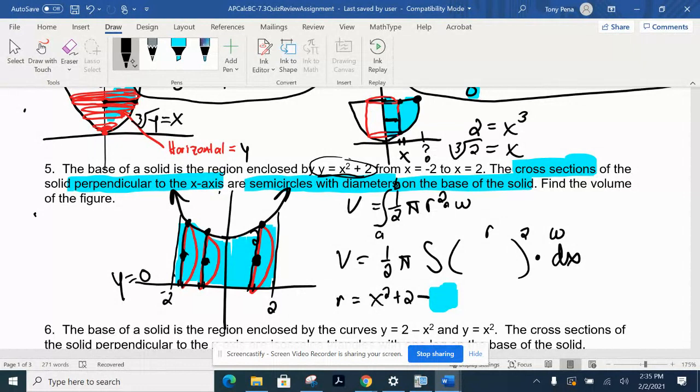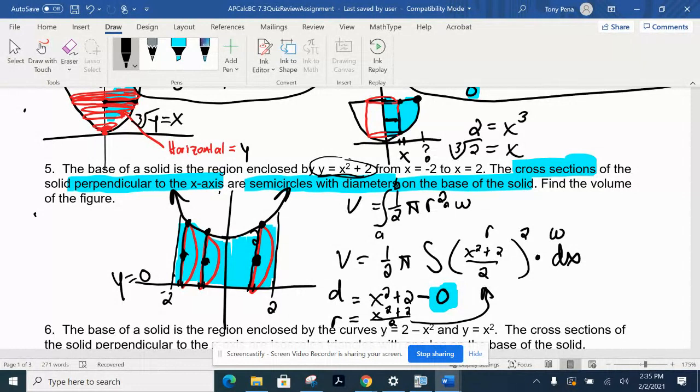Now we have a top. 0 is the bottom, but what we have now just done is define our diameter. So that's our diameter. And then we would now know our radius would have to be that expression divided by 2. That's what gets substituted in for the integral.